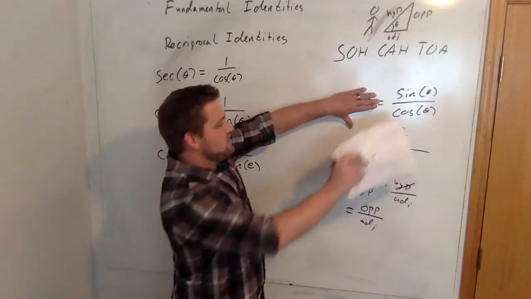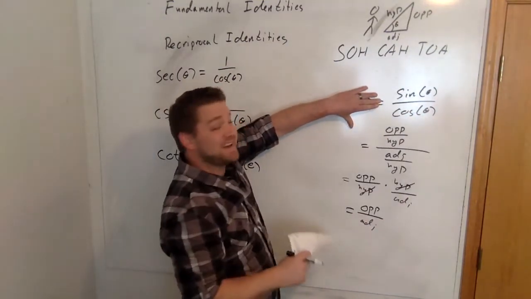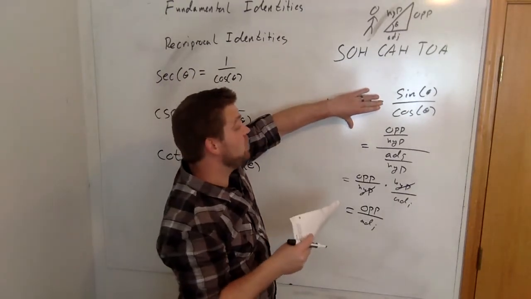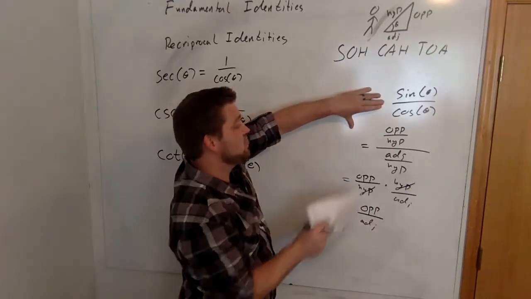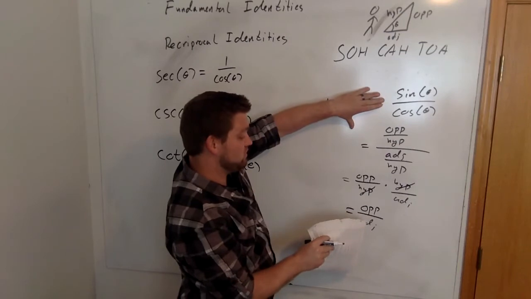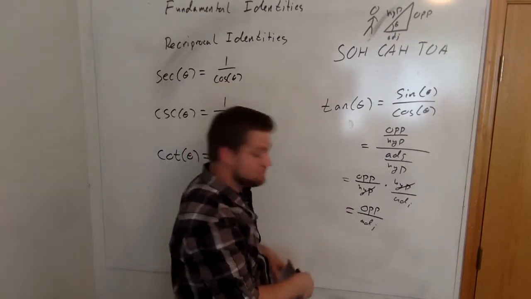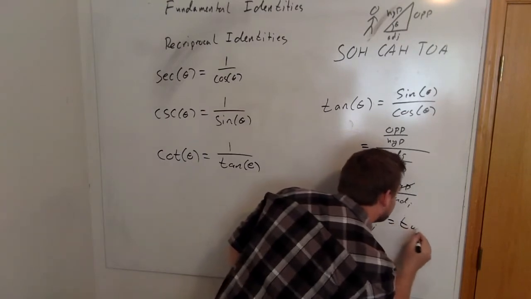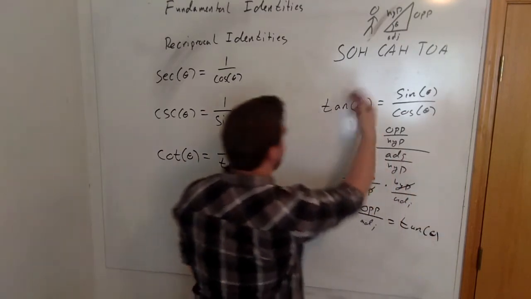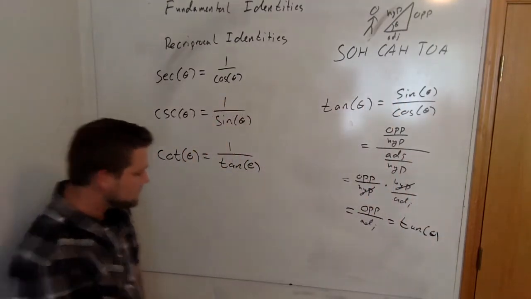So I've just shown that if I take sine and divide it by cosine, and use their definitions from SOHCAHTOA and just do a little bit of algebra, sine divided by cosine is equivalent to opposite over adjacent. We have a definition for that. It's tangent. So there's a non-unit circle argument for it. It came directly from SOHCAHTOA.